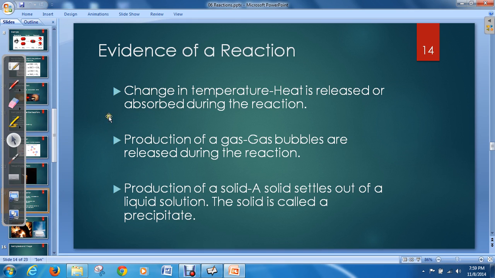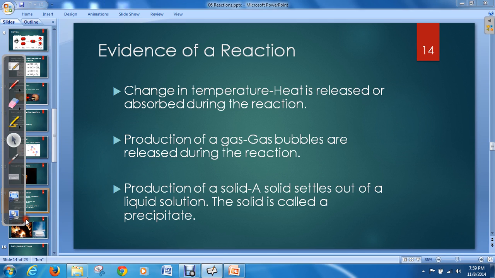Here are some evidences we can see. A change in temperature: some heat is released or absorbed during the reaction. An explosion is a good example of that. The production of a gas, bubbles, smoke, other things like that, can be evidence of reaction. The production of a solid: if a solid settles to the bottom of the liquid solution, then that is evidence. This is called a precipitate, if you really want to know. Sometimes you get this kind of solid produced at the bottom, and that's an example of a chemical reaction.